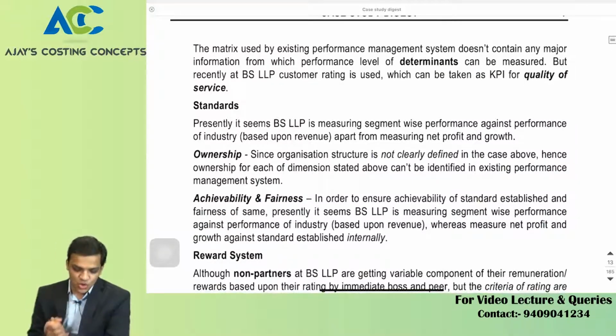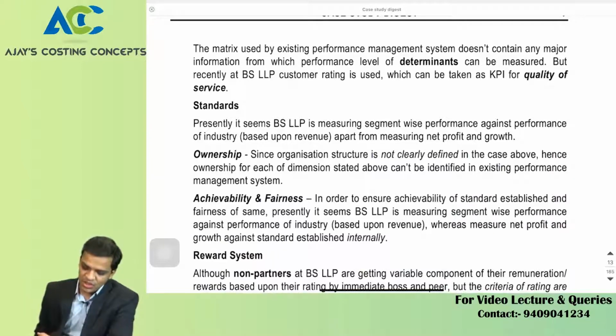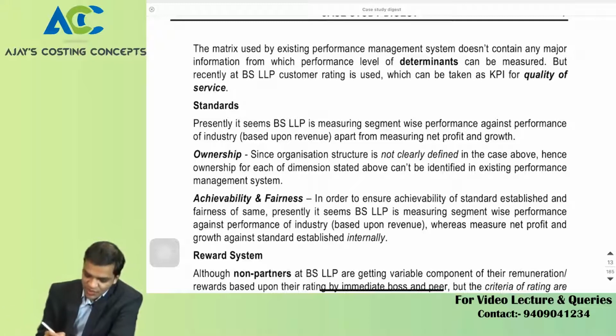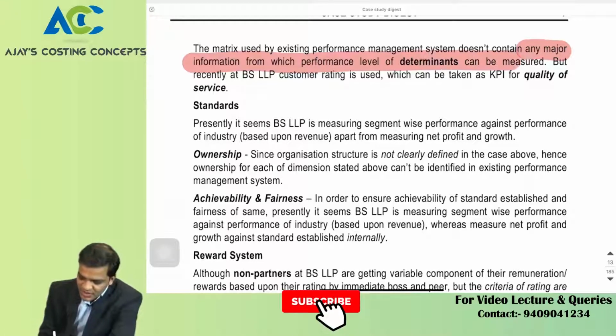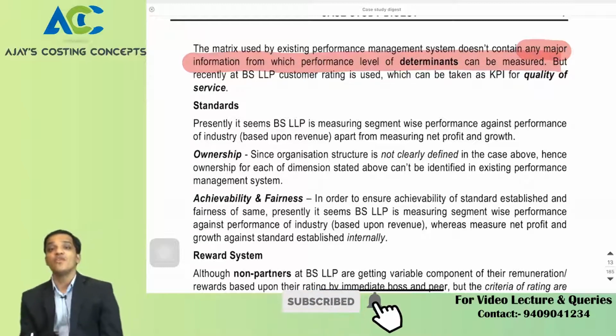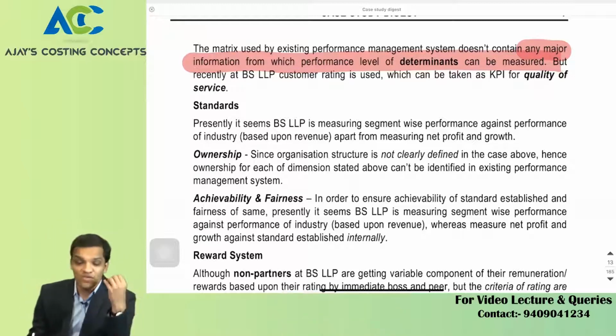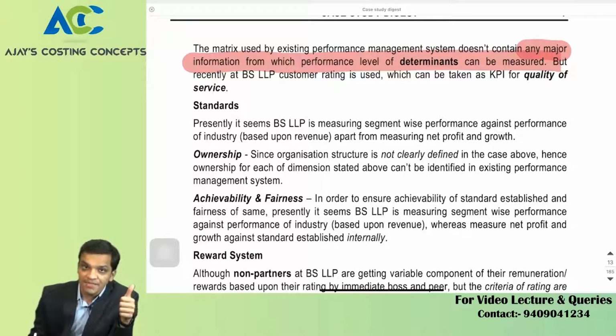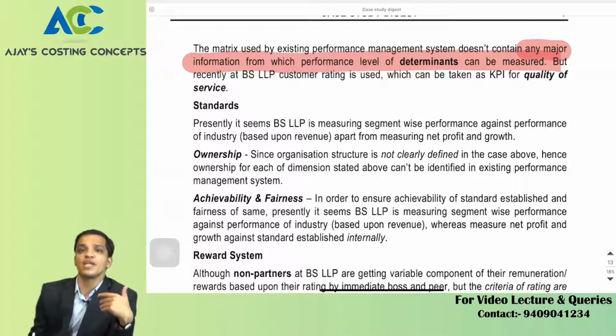The metrics used by the existing performance evaluation do not contain any major information, that is what I said, any major information from which performance of determinants can be measured. How will you measure the determinants? They have not given any information about quality, nor about flexibility, innovations or resource utilization, right? So they are merely focusing on financials as well as the competitive measure, how better you are doing when compared to your competitors.